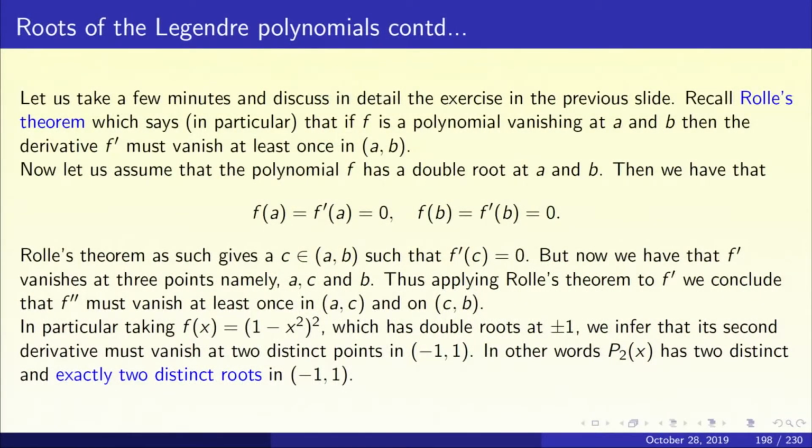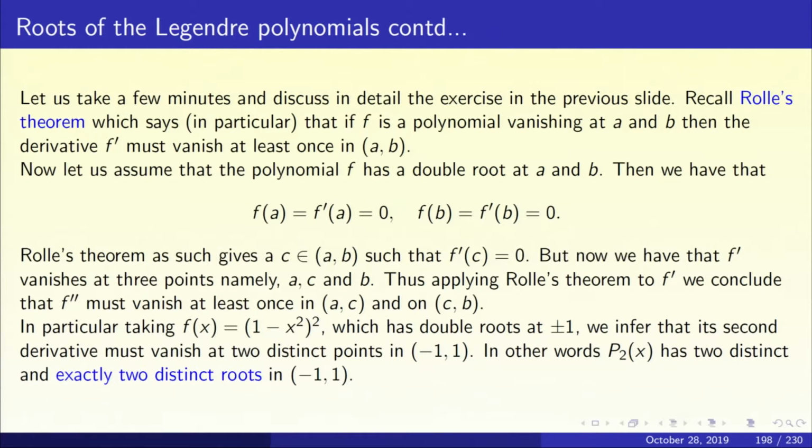Alright, so now let us assume that the polynomial f not only has a root at a and b, it has a double root at a and a double root at b. What does it mean to say that a polynomial has a double root at a? It means f(a) is 0, f'(a) is 0. It has a double root at b as well, so f(b) is 0, f'(b) is 0. So, we have that on the slide.